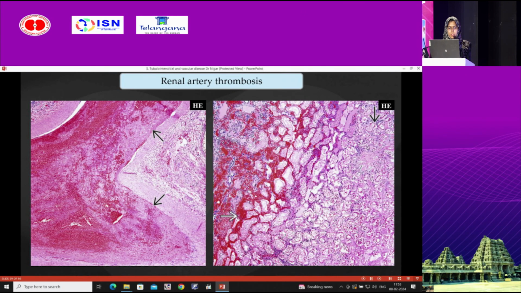Renal artery thrombosis can be seen in hypercoagulable states or following a rupture of an atherosclerotic plaque. This is a bifurcation of an artery which is completely occluded by a thrombus. You can see alternating layers of RBCs and fibrin. And in the interstitium, there is prominent hemorrhage, while towards the bottom right, that's all necrosis.